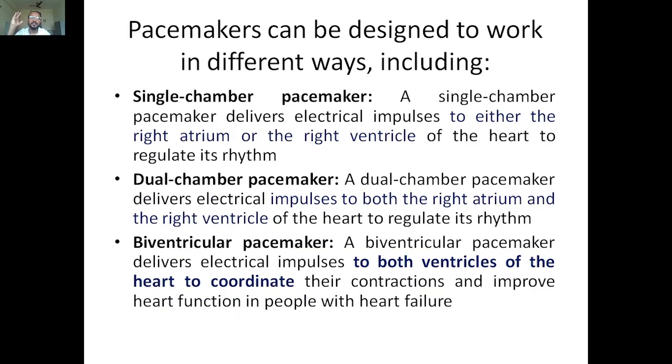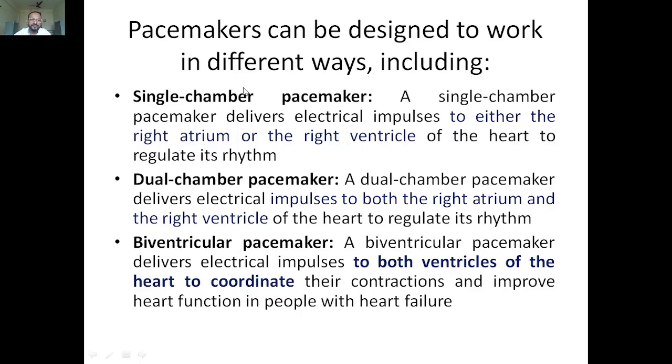Very simple. Next, pacemakers can be designed to work in different ways. How can it work in different ways? There are around three different methods of how exactly this pacemaker works.